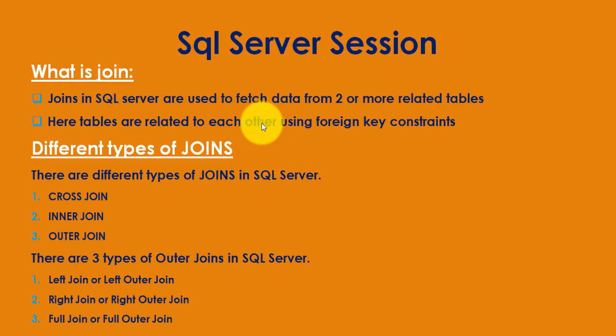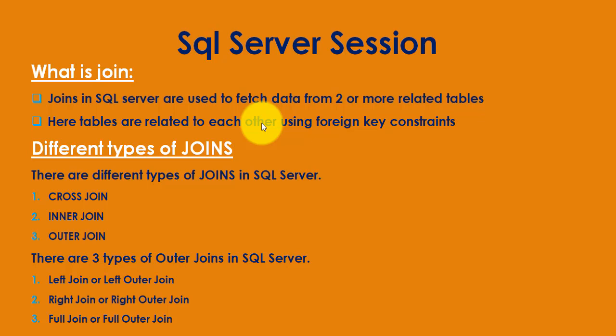Joins in SQL Server are used to fetch data from two or more related tables, that is table employee and table department. Here the tables are related to each other using a foreign key constraint, as I described: table employee has department ID and table department has ID, so the foreign key constraint connects them.